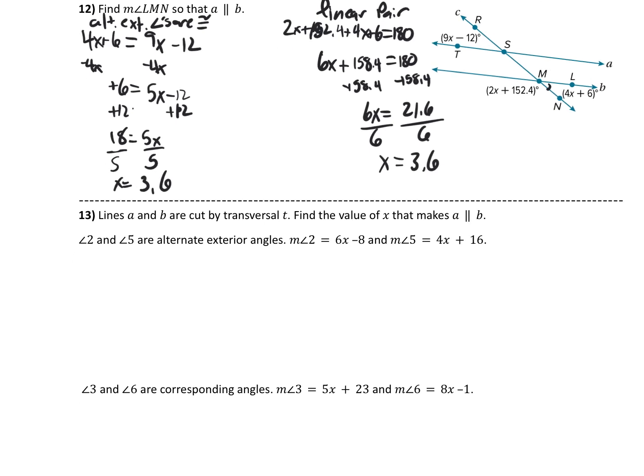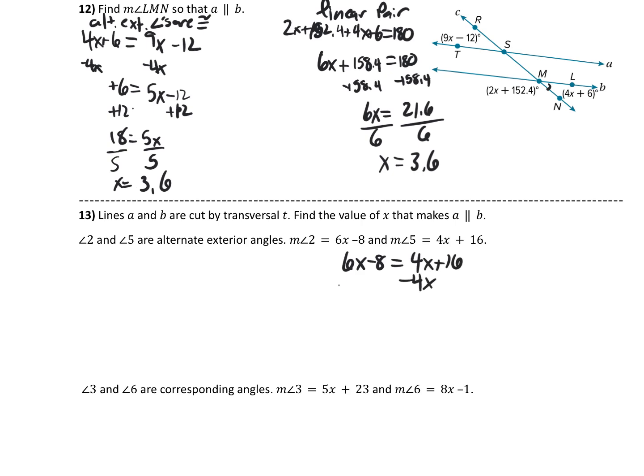Lines A and B are cut by the transversal T. Find the value of x that makes A parallel to B. So angle 2 and 5 are alternate exterior angles. The measure of angle 2 is 6x minus 8, and the measure of angle 5 is 4x plus 16. So if those are parallel, alternate exterior angles are going to be congruent. So that means I can set those equal to each other.